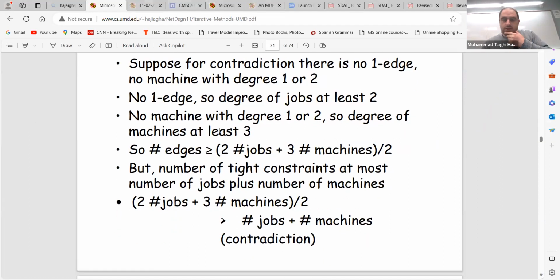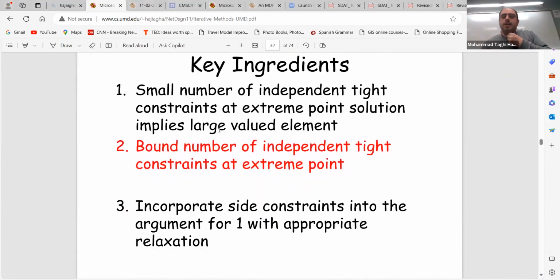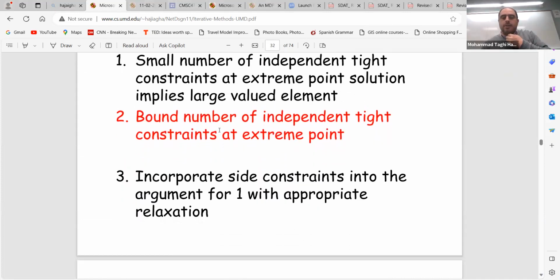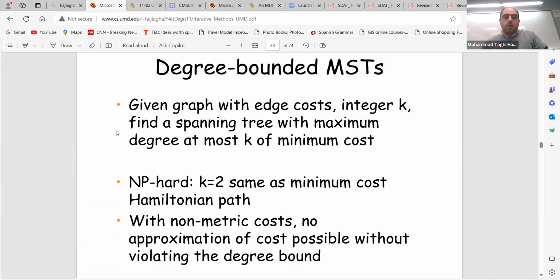Let's go to the next problem. So this is essentially the one that we were mentioning. Let's go to the degree bounded minimum spanning tree. What is the degree bounded spanning tree? So this is the thing. Given a graph with cost and an integer k, find a spanning tree with maximum degree at most k.